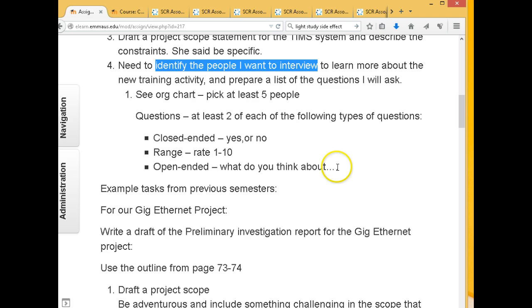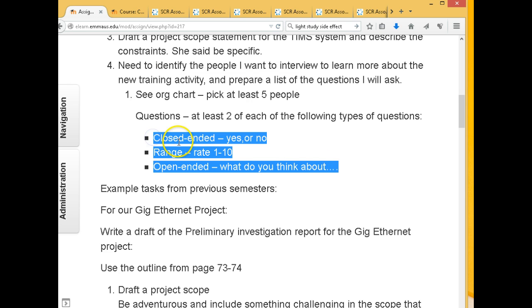I guess we're just being asked to compose some questions. So for your assignment then, to bring on Thursday, compose some closed-ended range questions and some open-ended questions. I think that's pretty easy to compose.